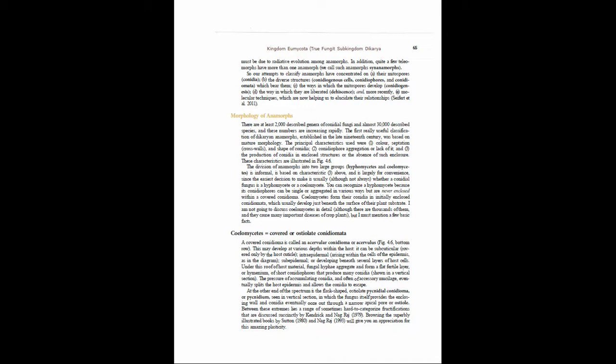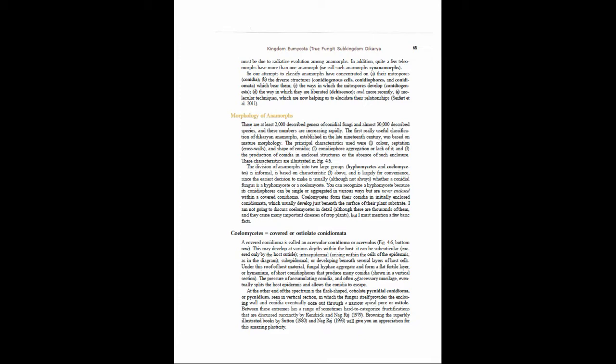So our attempts to classify anamorphs have concentrated on a. Their mitospores, conidia, b. The diverse structures, conidiogenous cells, conidiophores, and conidiomata, which bear them, c. The ways in which the mitospores develop, conidiogenesis, d. The way in which they are liberated, dehiscence, and, more recently, e. Molecular techniques, which are now helping us to elucidate their relationships. Seifert et al. 2011.